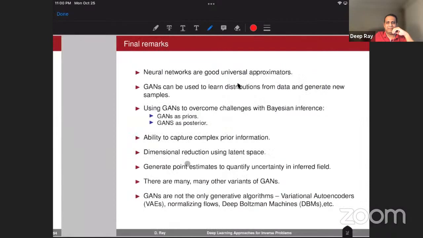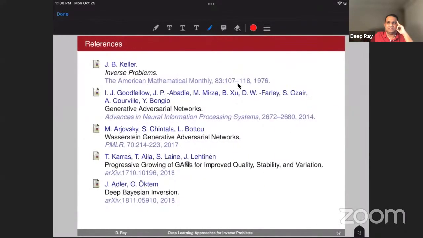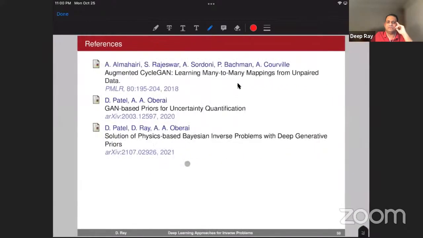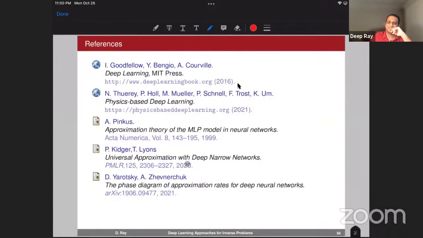And I'll be sharing these slides, of course, and I've put a lot of references here for anyone who's interested in reading about GANs, reading about neural networks itself, and you can feel free to look through these if you think they will be useful for what you're doing.